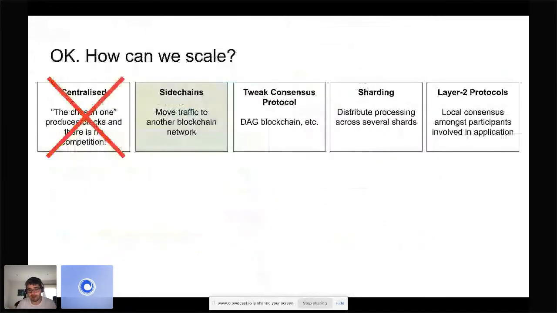So we don't want to have the centralized approach. That isn't very exciting. The next one is, well, what about sidechains? Why don't we just move the traffic from Ethereum to another blockchain?